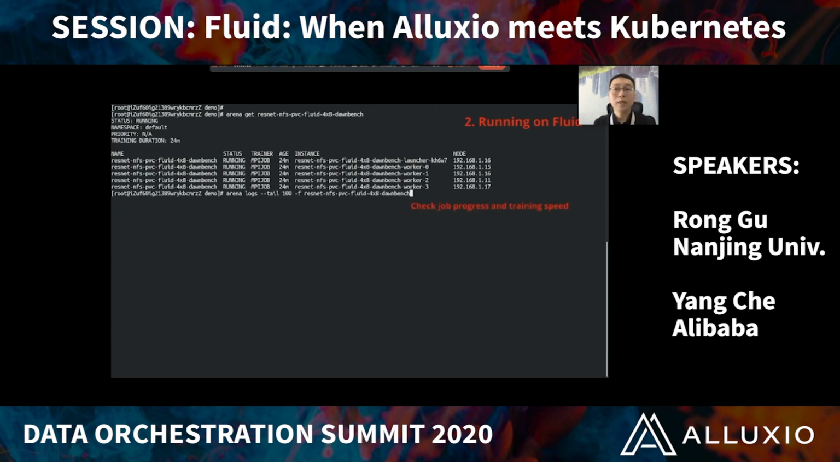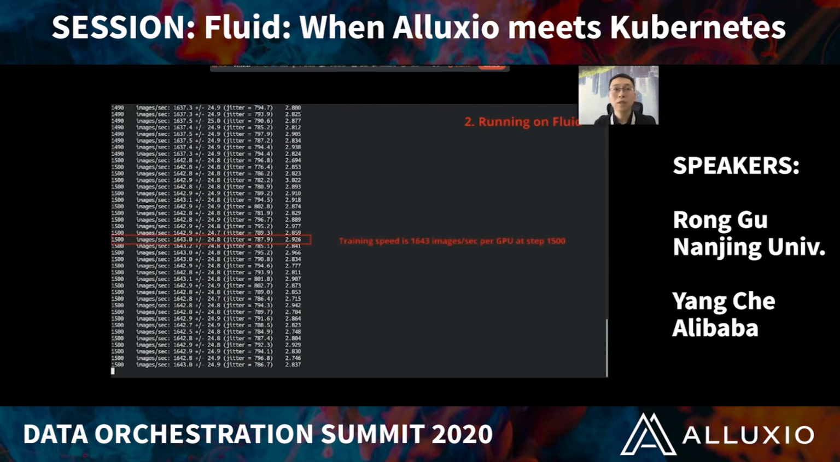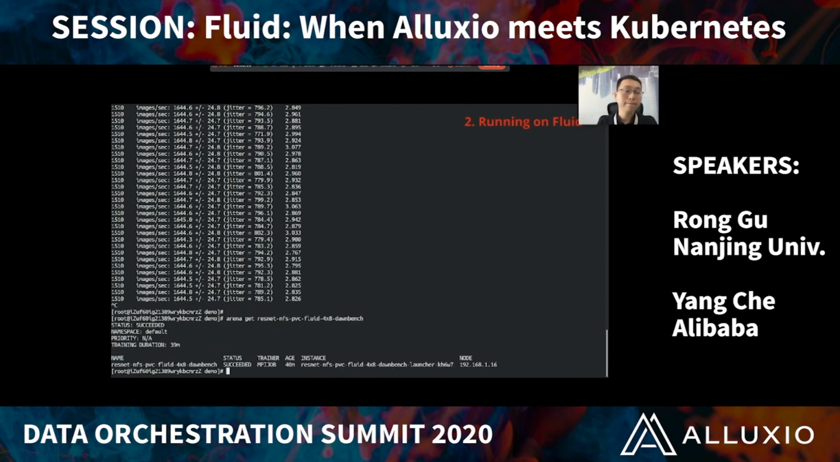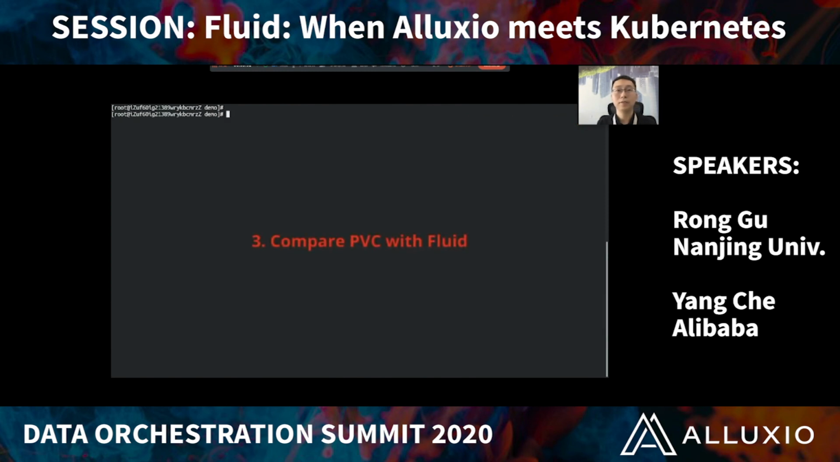Okay, let's see the current training speed. It's about 1600 images per second. It's much faster. Now the job is complete. Okay, and the cache is fully in Kubernetes.